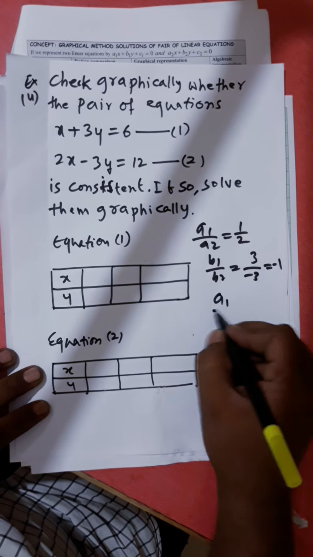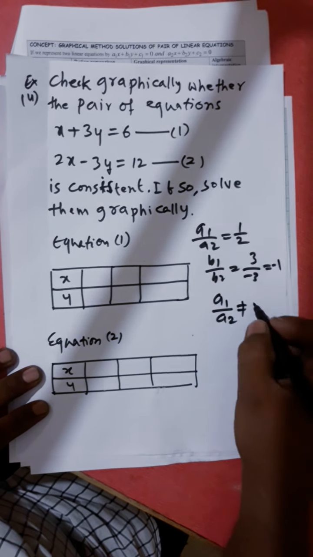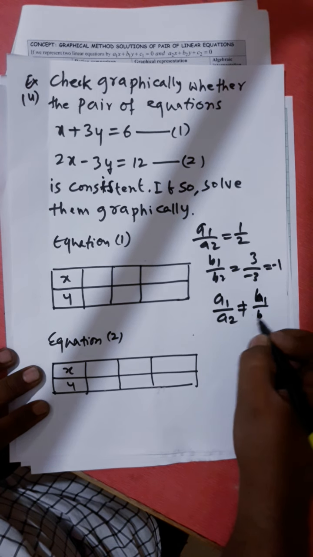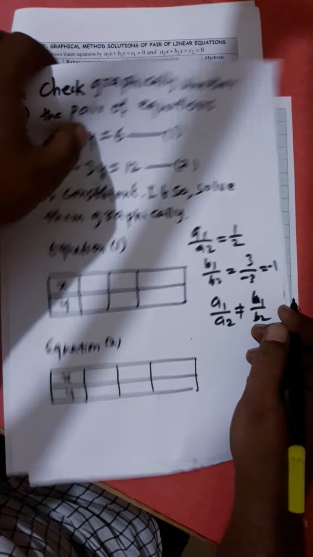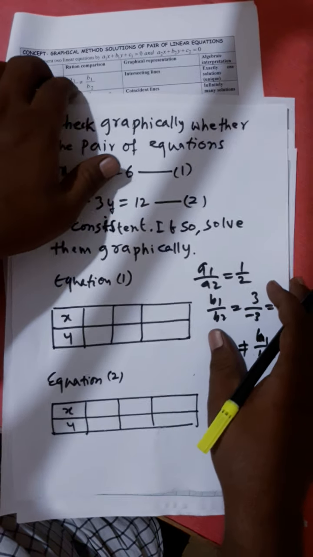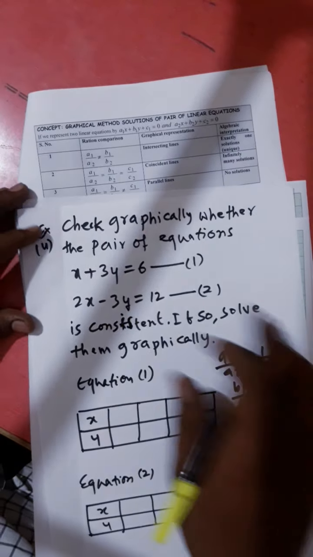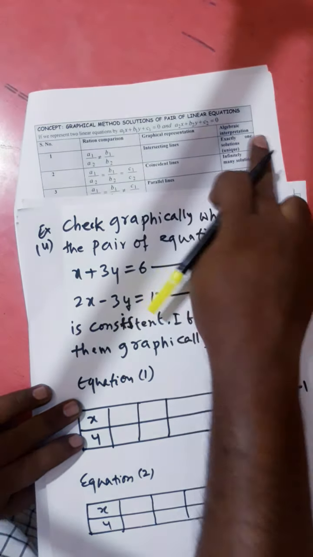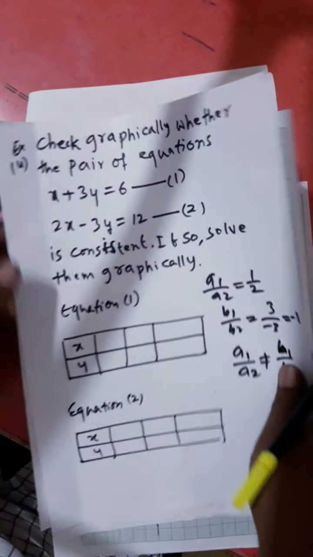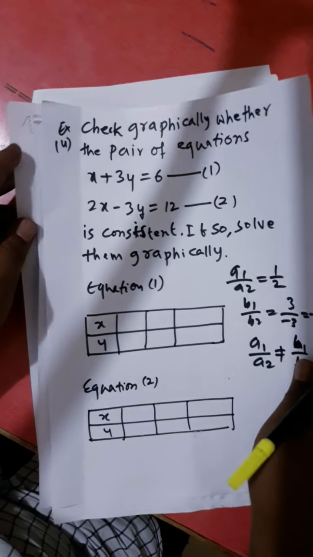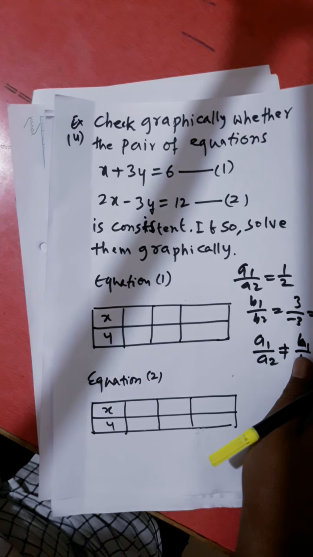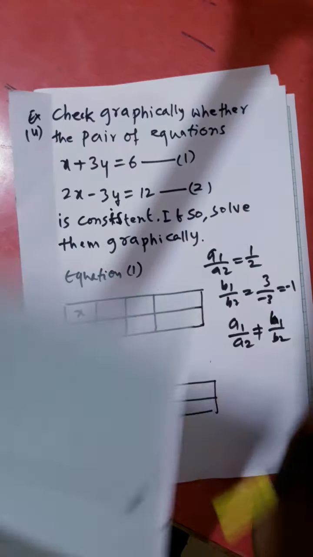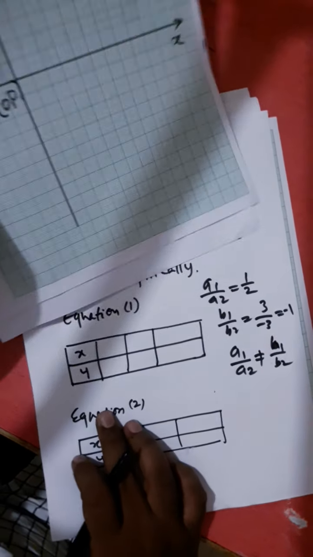Then what is our conclusion? a1 by a2 is not equal to b1 by b2. They are intersecting lines. See this table. a1 by a2 is not equal to b1 by b2, they are intersecting lines. So, are they consistent or not? Yes, they are consistent because they have one solution. One solution or many solutions, the equation will be consistent. Otherwise, it is inconsistent. No solution, inconsistent.